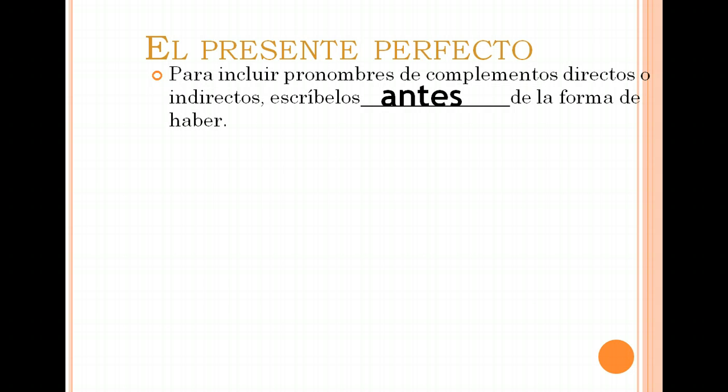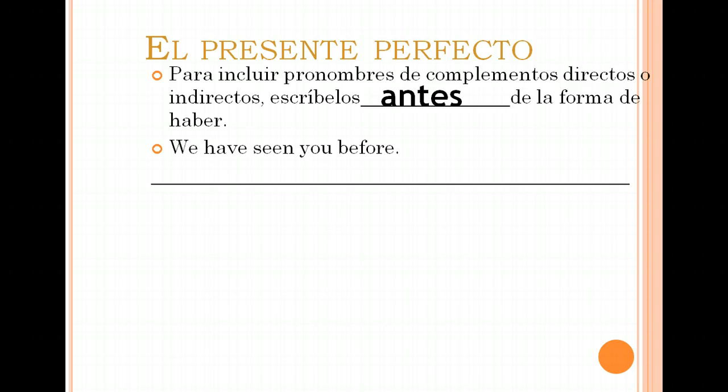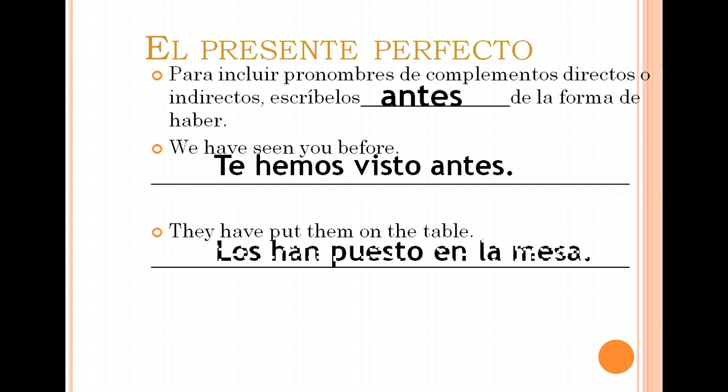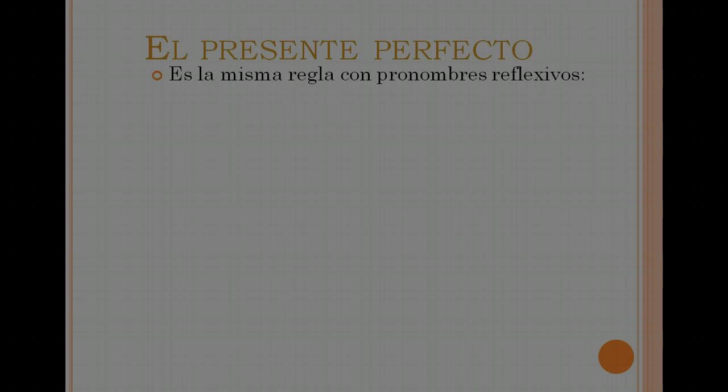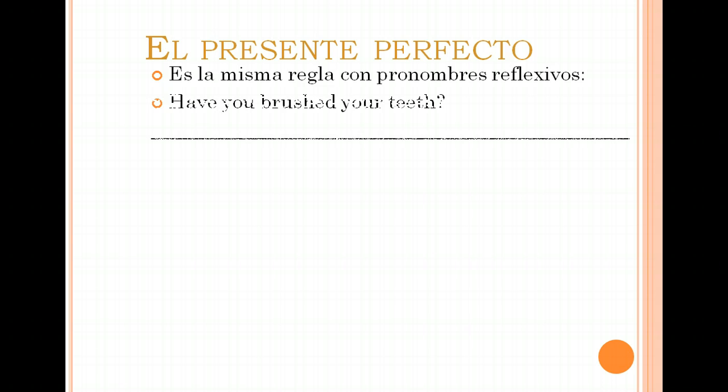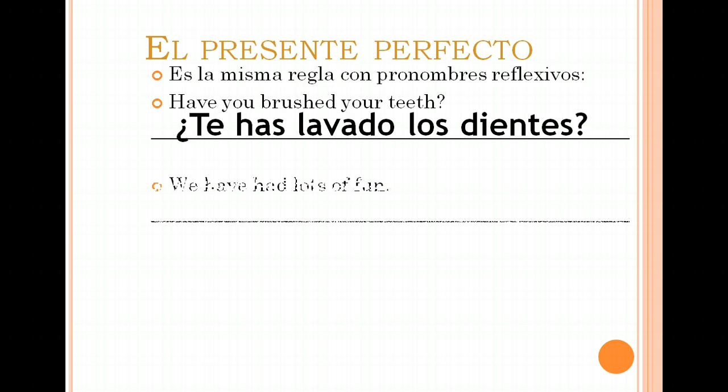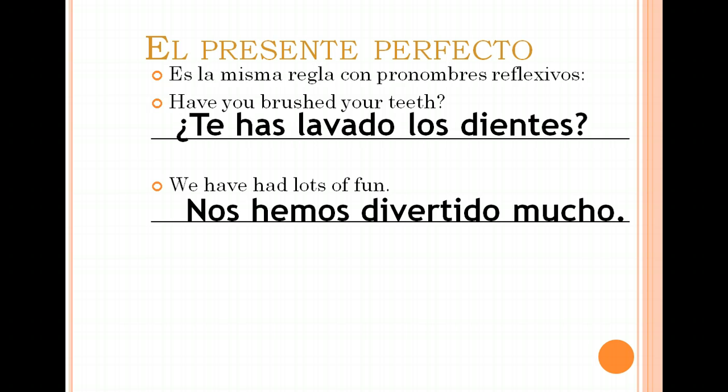Okay, and the same thing with pronouns. If you want to have direct or indirect pronouns, they come before haber because the verbs can never be split up. So we have seen you before. Te hemos visto antes. They have put them on the table. Los han puesto en la mesa. You can never split up those two verbs. It always comes before. Same thing with reflexives also. Te has lavado los dientes. Nos hemos divertido mucho.